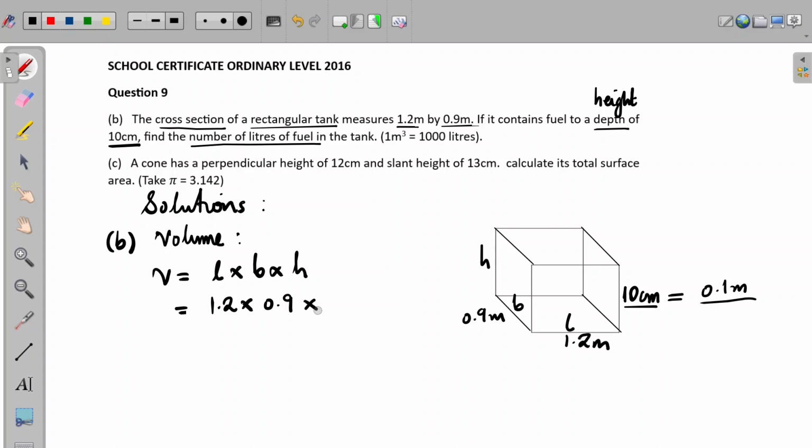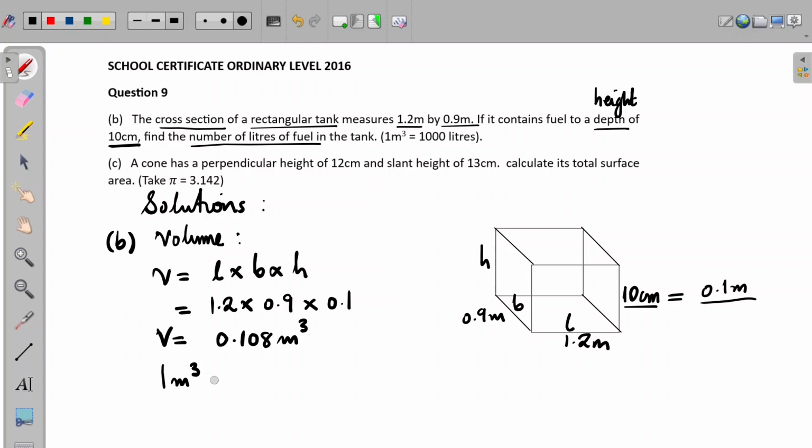Now remember, this volume they are saying should be in liters. So that's why they said 1 cubic meter is equal to 1000 liters.